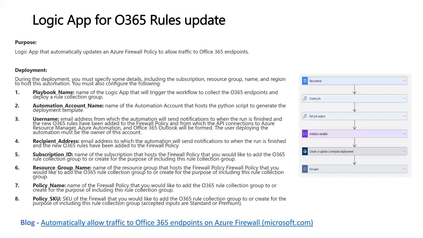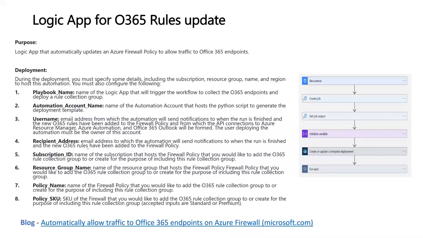So during the deployment, what do we have to provide? It's asking for a few details like the playbook name, which is the name of the logic app, whatever we want to name it. Then it will create an automation account, and we need to give a name for that as well. Also there is a username, so we need to provide the email address here, which will send us the notifications when this flow is finished.